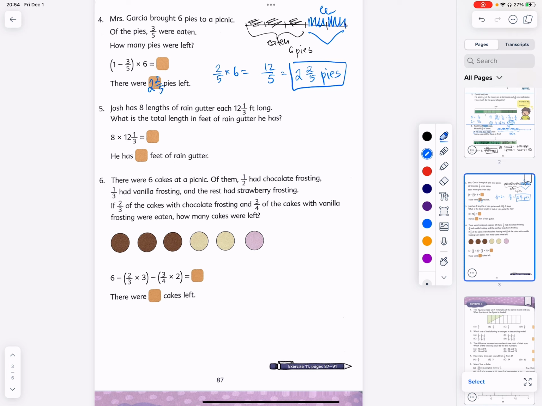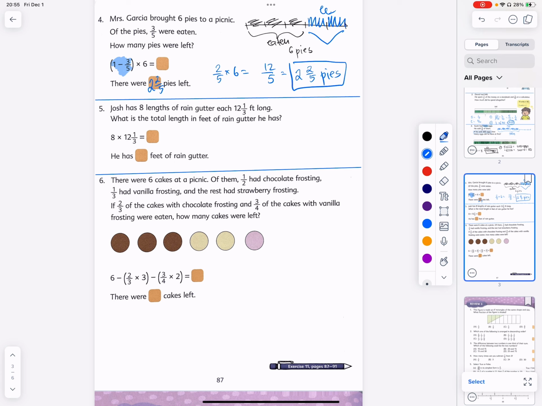Now, the way they solved this problem, they created a single expression and they used parentheses. I love it. We broke it into 2 steps. But step 1, 1 minus 3/5 gives you the remaining fraction, which is 2/5. Step 2, multiply it 6 times, and you will get the same answer. Let me make a separation for problem number 5, and we will also solve number 6.